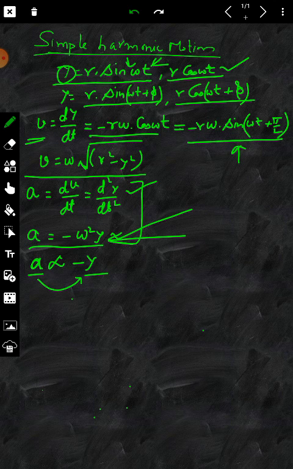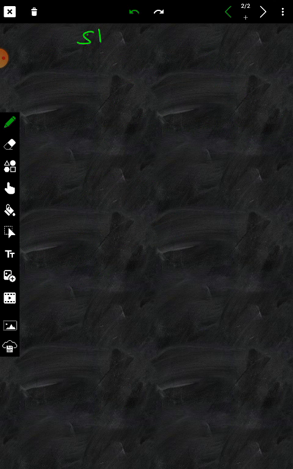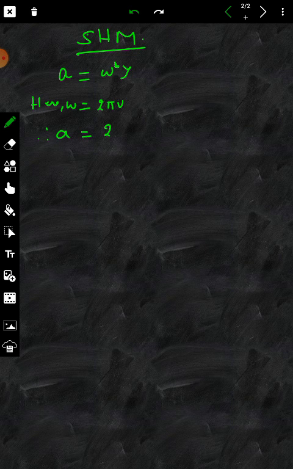So in order to do that, let us take this same equation. Acceleration of the particle at a time is equal to minus omega square y, but here we are taking just its magnitude, where the minus sign simply represents its direction. Here we already know that omega is given by 2 pi nu, where nu is nothing but the frequency of the oscillation. So acceleration becomes equal to 2 pi nu, squared because of omega square, into y.